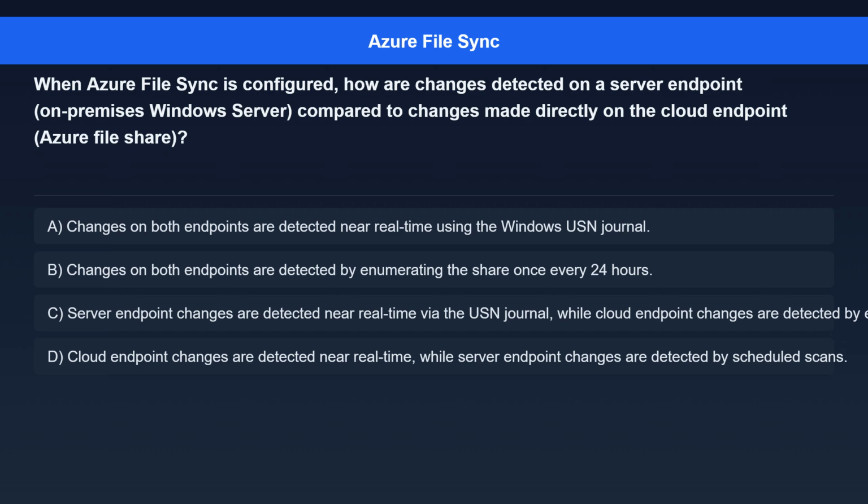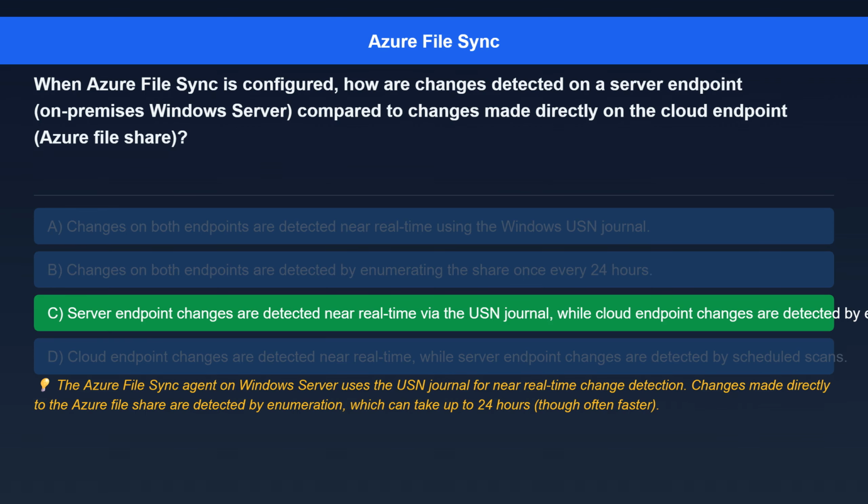Option C. Server endpoint changes are detected near real-time via the USN journal, while cloud endpoint changes are detected by enumeration, potentially taking up to 24 hours. Option D. Cloud endpoint changes are detected near real-time, while server endpoint changes are detected by scheduled scans. The correct answer is server endpoint changes are detected near real-time via the USN journal, while cloud endpoint changes are detected by enumeration, potentially taking up to 24 hours.